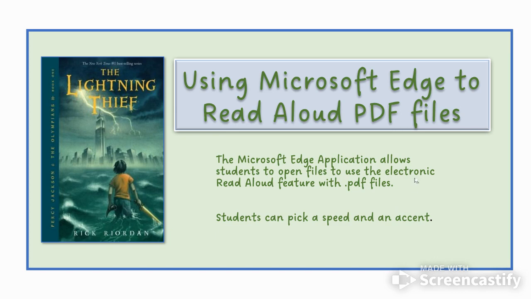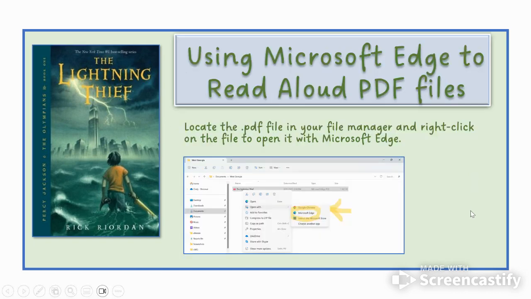And the nice thing about using this read aloud application is that students can pick a speed and they can pick different accents if they choose. Okay, so the first thing students will need to do is go to their file manager and find the PDF file that they want to listen to, and they will right click on the actual file and open it with Microsoft Edge. You have some different options depending on what you have on your computer.